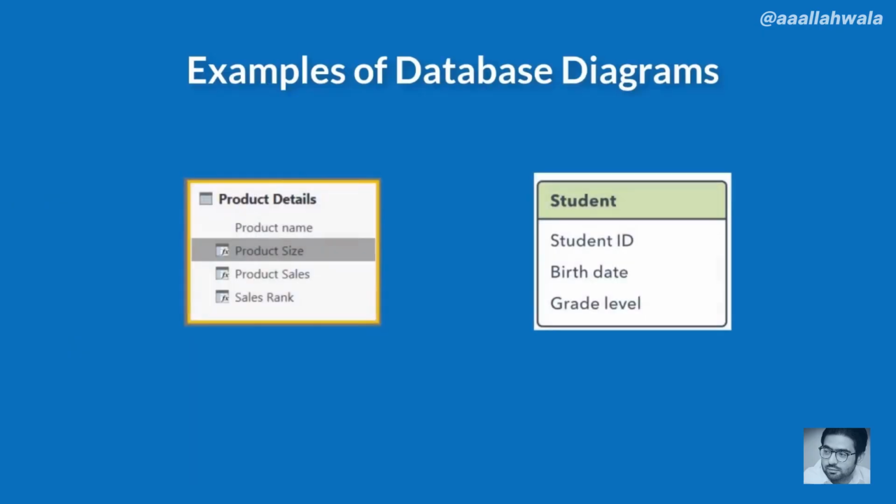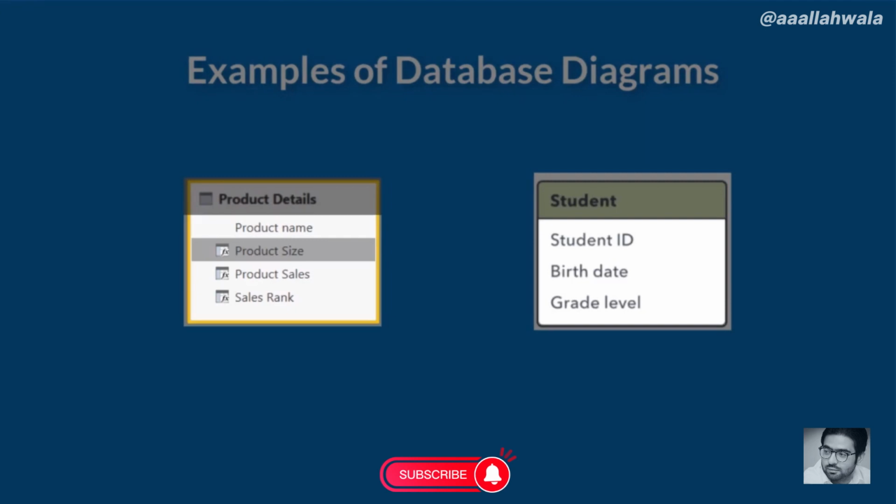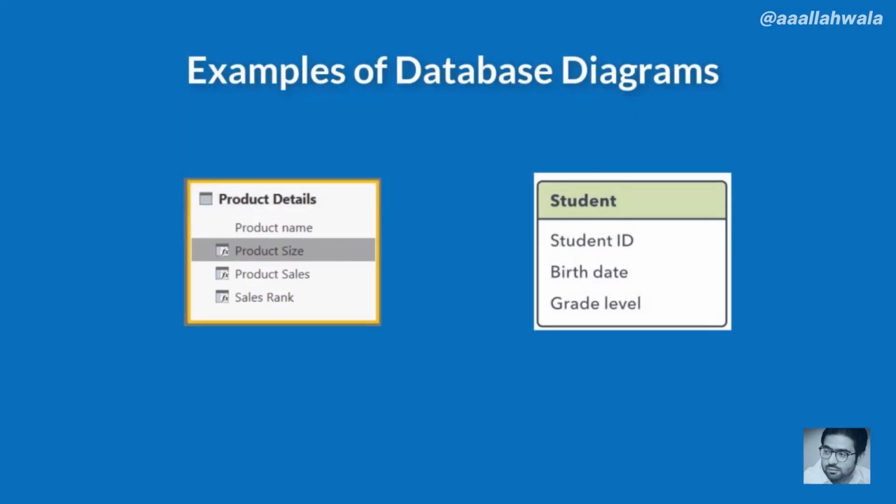Here, we can see how tables appear in a database diagram. We can see that the name of the table is given, as well as the names of all the fields in that table. Sometimes, you may see additional information here, but this is the most common appearance of individual tables.